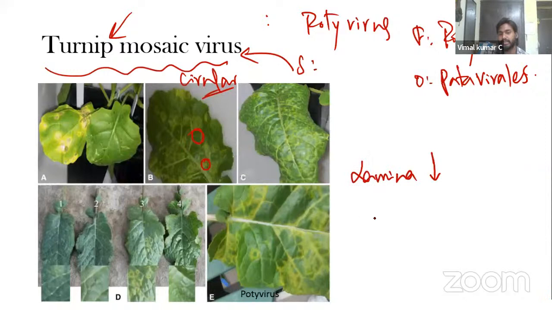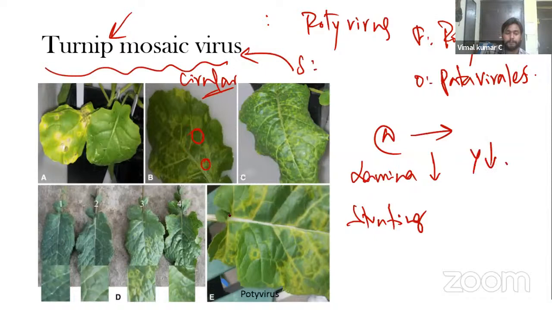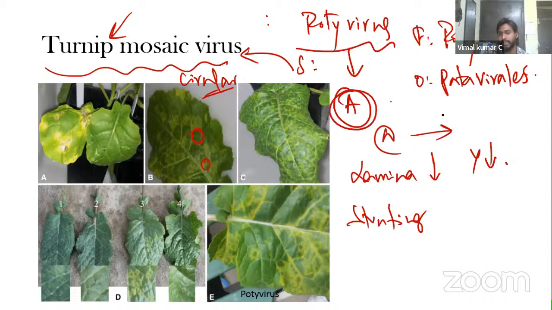Of course, if it is at an early stage, the reproductive structures will be limited, right? Then the yield will be reduced drastically, right? And it is also transmitted through aphid. Okay, so most of the potyviruses are transmitted through aphids in a non-persistent manner, right? Just make note of it.